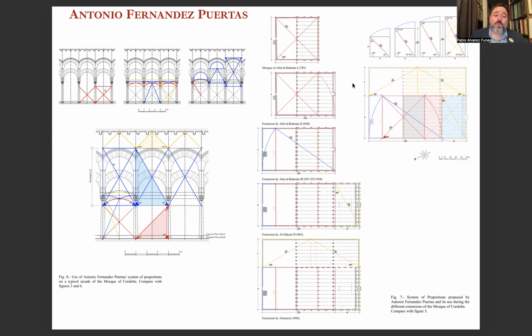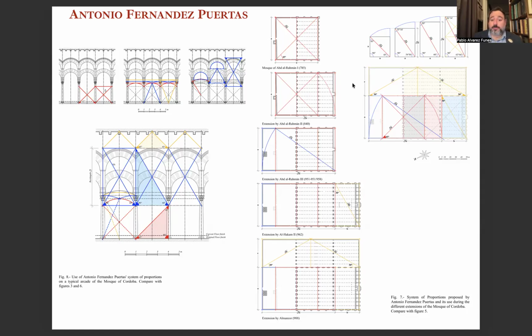And he applies a similar one for the arcades. He applies a similar one for all the elements of the Mosque of Cordoba. The good thing is that all of them are sort of independent. So they look very reasonable, they look very geometrical, and he's not doing a one-modulation-fits-all. He's just saying different situations require different approaches, and this is how geometrically they approach it.